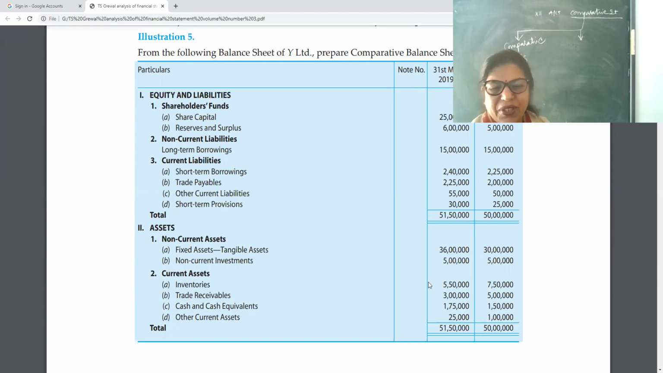Decreasing. Good. Inventory is decreasing. Very good. Trade receivables, 5 lakh to 3 lakh. That is also decreasing. Cash and cash equivalent, previous year 1 lakh 50,000, current year 1 lakh 75,000, that is increasing. Other current assets, previous year 1 lakh, current year 25,000, that is decreasing. Good. Shall we move? Yes.